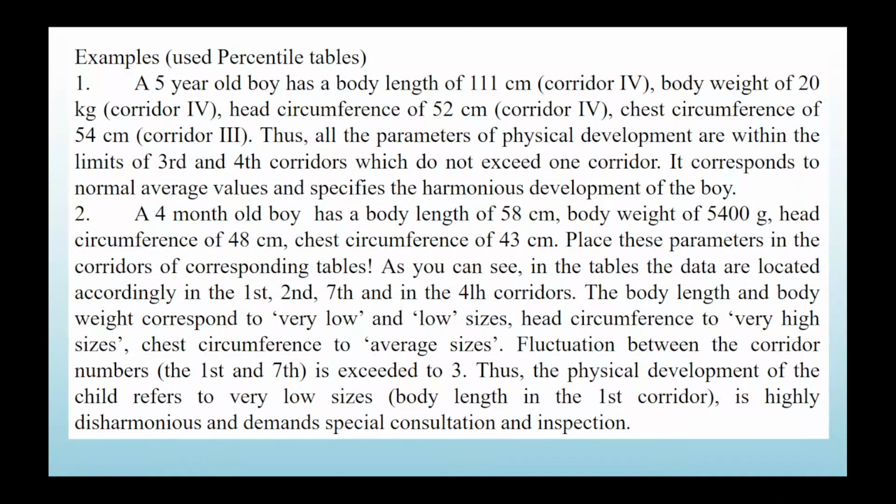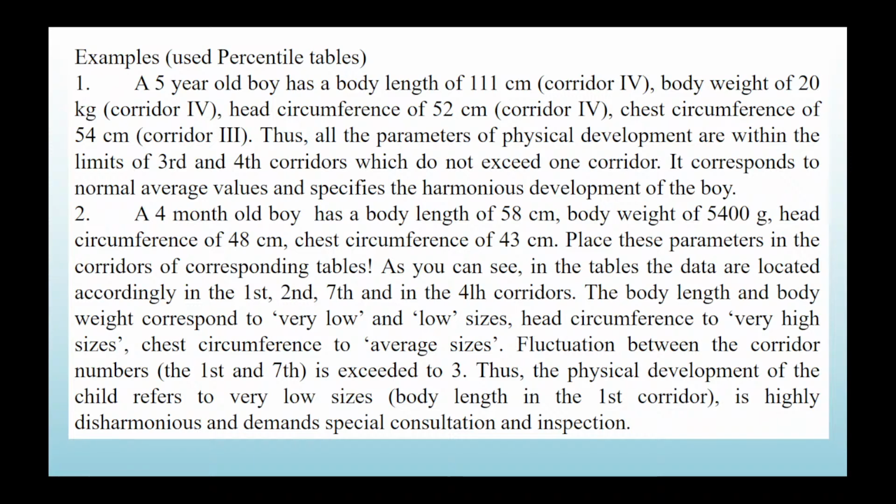Examples. If we use a percentile table, a 5-year-old child has a body length of 111 centimeters. It's corridor 4. Body weight of 20 kilograms. It's also corridor 4. Head circumference of 52 centimeters. Also corridor 4. Chest circumference 54 centimeters, it's the third corridor.